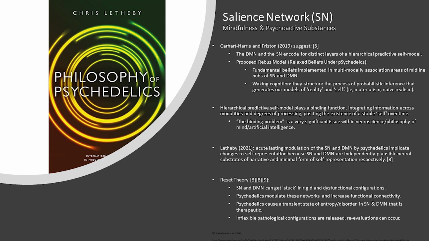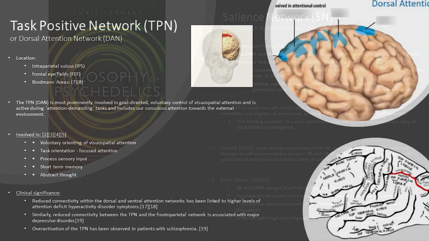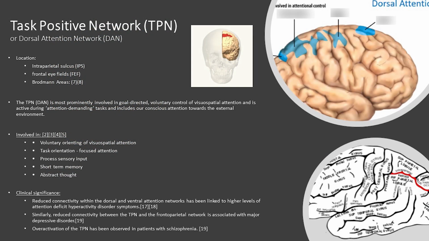So now on to the task-positive network. Sometimes this network is called the dorsal attention network. Its location is the intraparietal sulcus, the frontal eye fields, and Brodmann areas 7 and 8. So it's most prominently involved in goal-directed voluntary control of visuospatial attention and is active during attention-demanding tasks. And that includes our conscious attention towards the external environment.